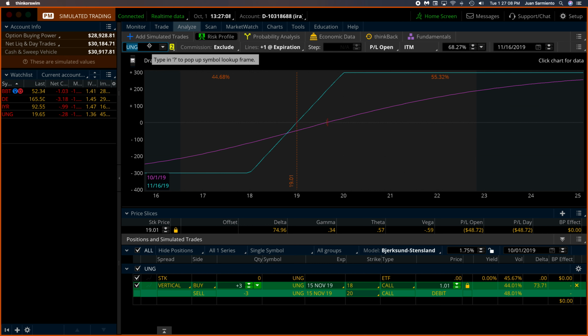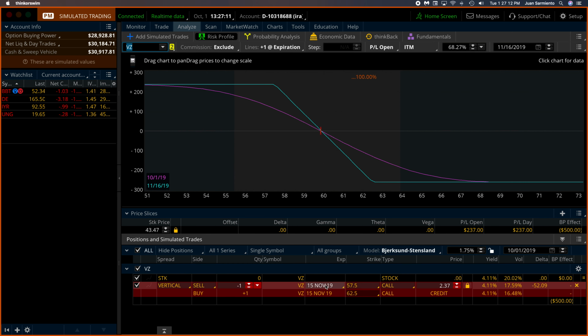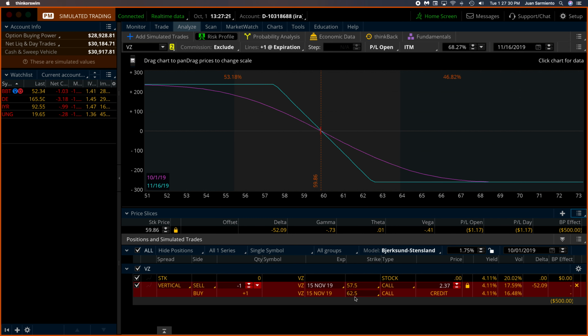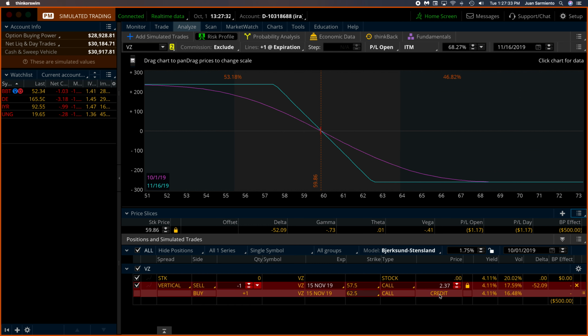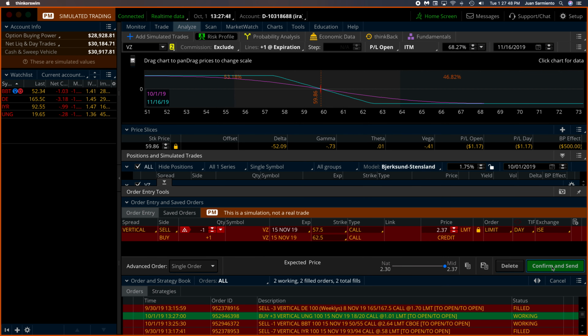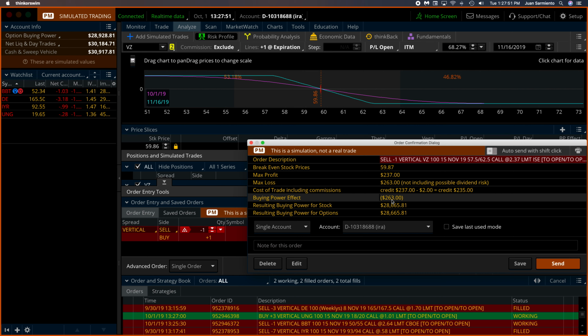Next, I have Verizon, VZ rather. Here again. I'm gonna put at the bottom of this in the discussion area each trade so you can copy them, if you need to. You'll see it down. Okay, so one lot of $2.37, that times 100, that will be $237 of credit. But the risk is slightly more, 263.